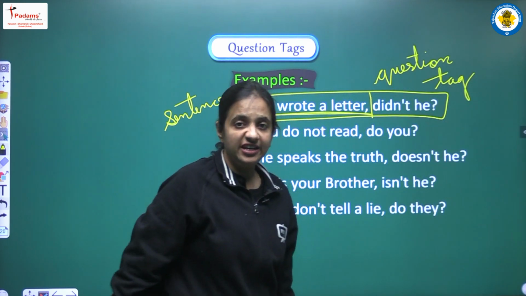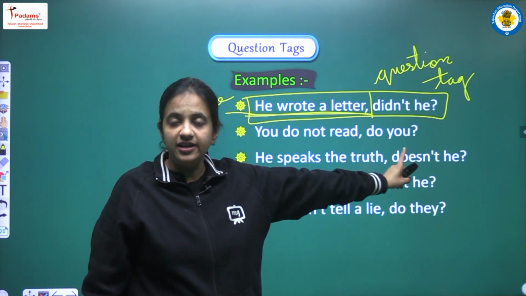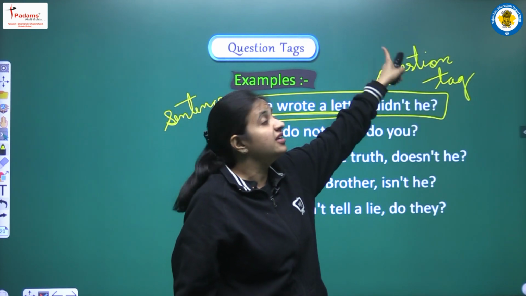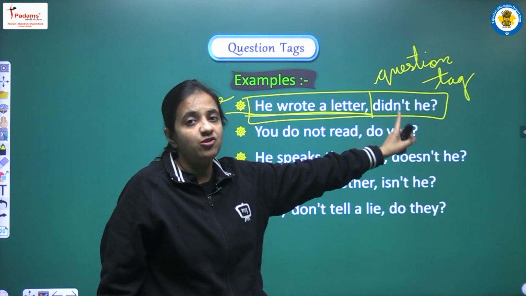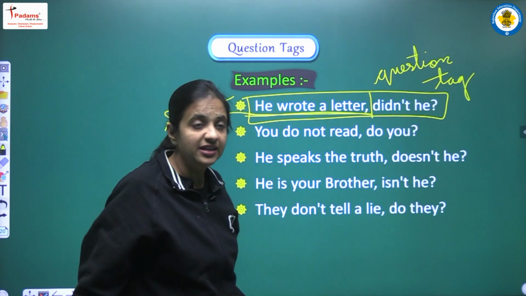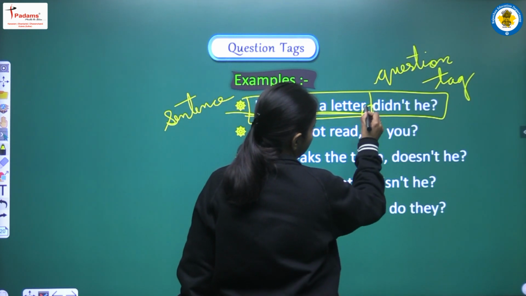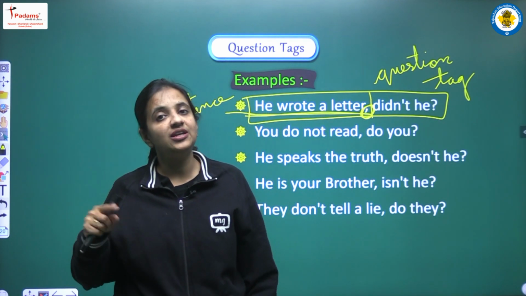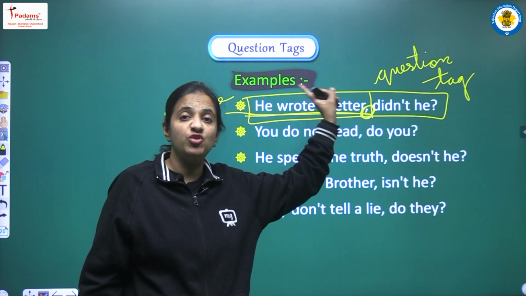I hope now it is clear to you all. He wrote a letter, it's a normal sentence, this is the first part. And didn't he, this is the question tag that we have to add at the end of the sentence. And just be very careful regarding this comma, you have to use this comma. After the comma only, you have to add the question tag.